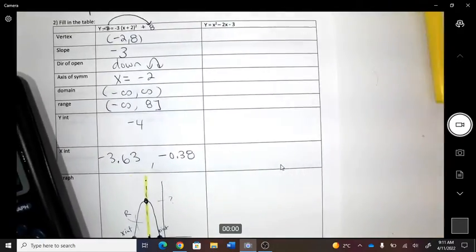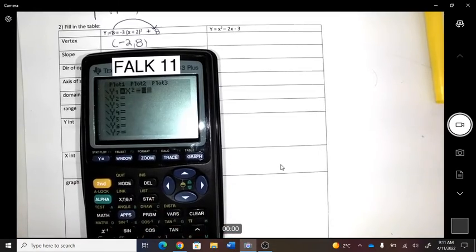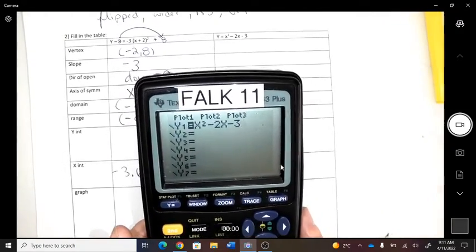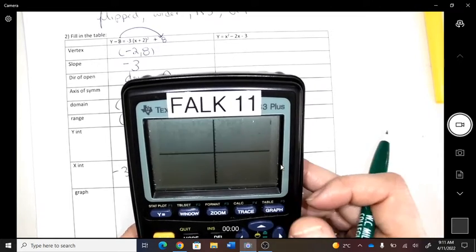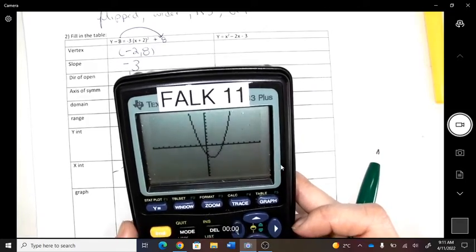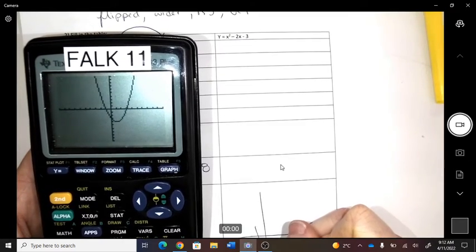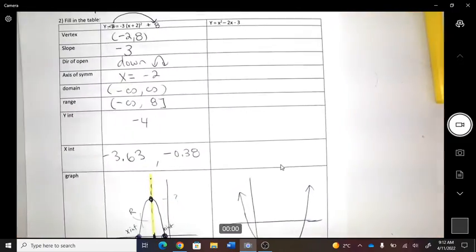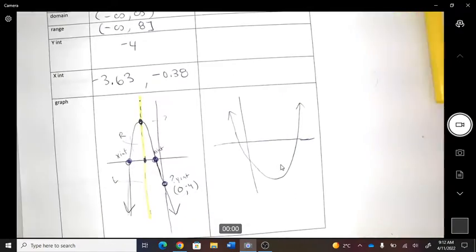Okay, question 2. Type it in. So y equals, clear. Put this one in. And does yours look something like that? So there's my sketch of it.